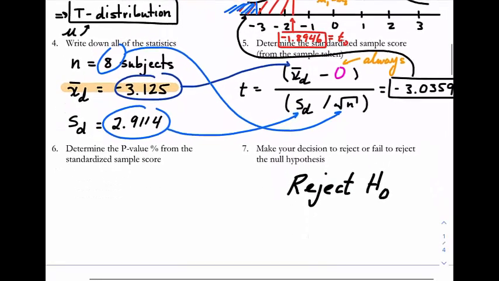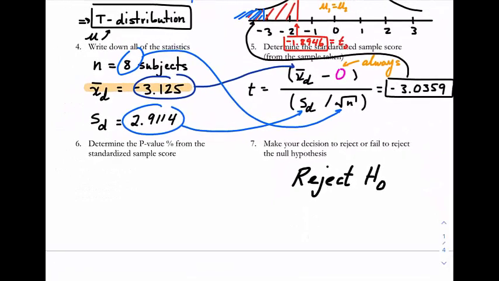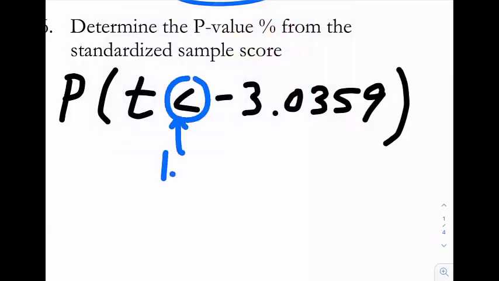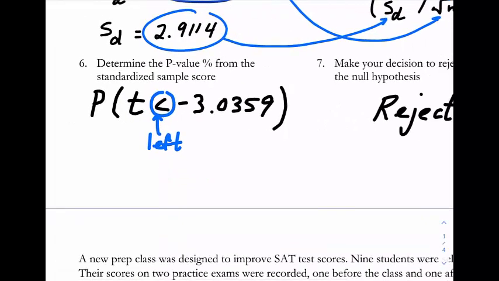Let's go ahead and find the p-value from the answer we've got in step 5. I want to use the t-distribution to do that, so probably that t is less than negative 3.0359. This is a less than value because I want to reiterate that I'm doing a left tail test. This would be a little bit different if we end up doing a two-tail case. We'll go over that in another problem.